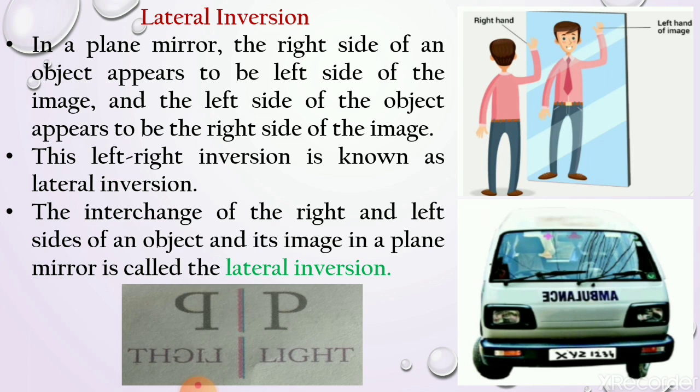In the next example, you can see P and light, both shown laterally inverted. So the interchange of the right and left sides of an object and its image in a plane mirror is called lateral inversion. And lateral inversion is possible only in the plane mirror, not in spherical mirrors.